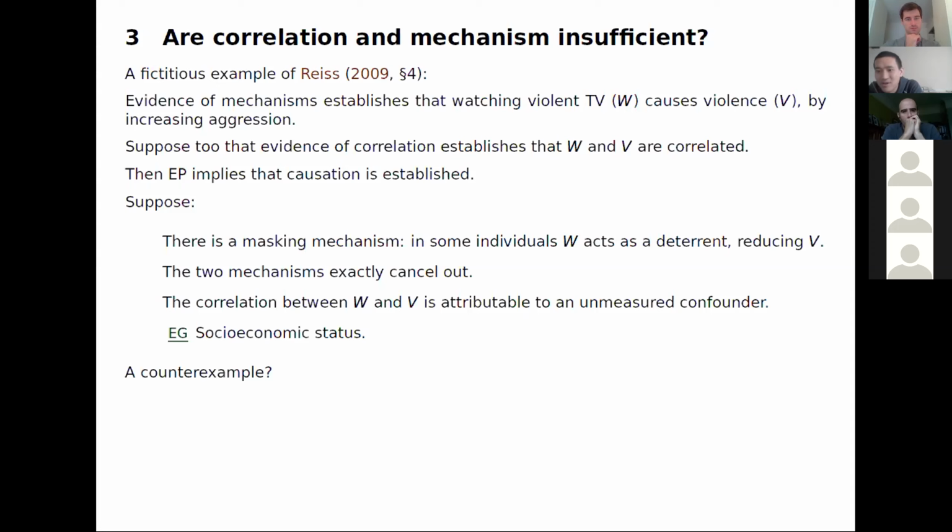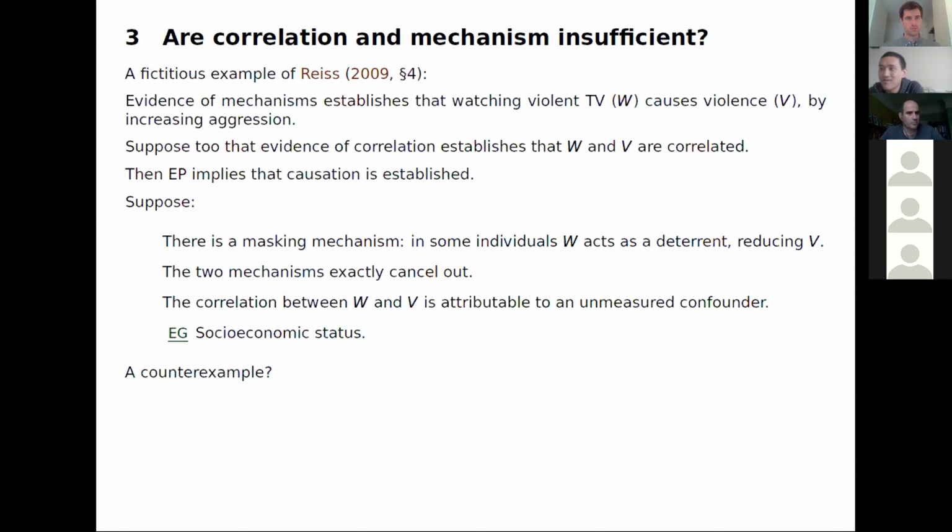In response, we wish to put forward three points. The first one is evidential pluralism requires establishing correlation which is conditional on potential confounders, not unconditional correlation. Therefore, in this hypothetical example, correlation in the appropriate sense is not established because there are other potential confounders. For example, say, socioeconomic status as an obvious potential confounder is not taken into consideration.